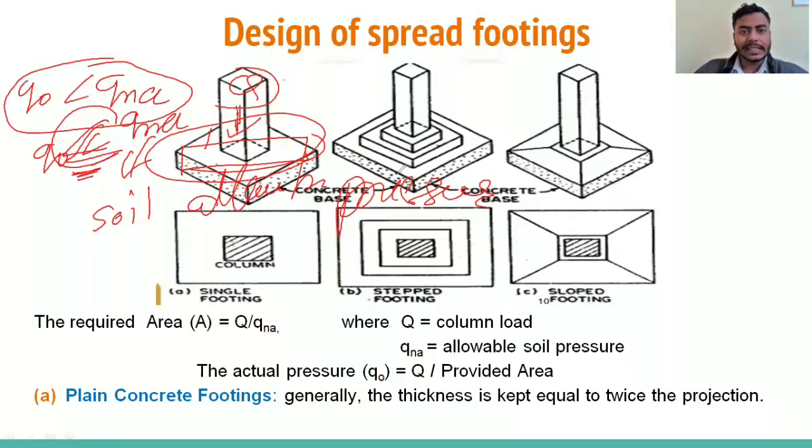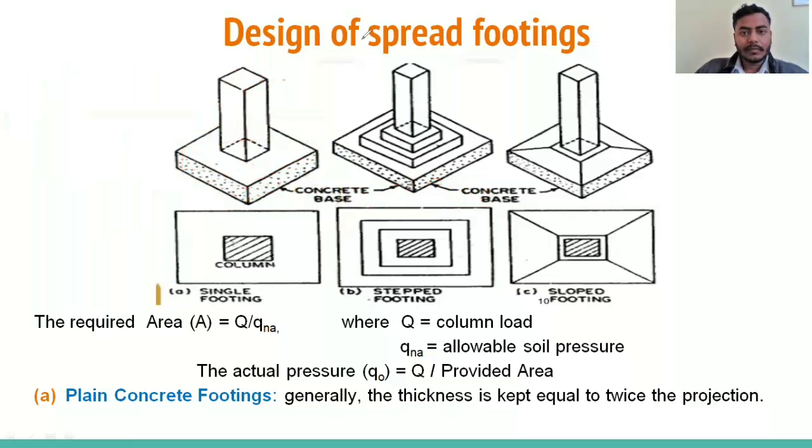In the second case, you will see there is a stepped isolated footing. In this case, when a large load is coming on the column, we go for a larger area to support this. So what we do, we don't go directly to the larger area. We first increase this area up to, suppose this is A1. Okay, next we go again for a larger area, that is A2.